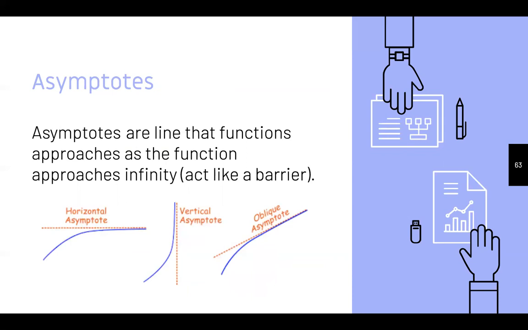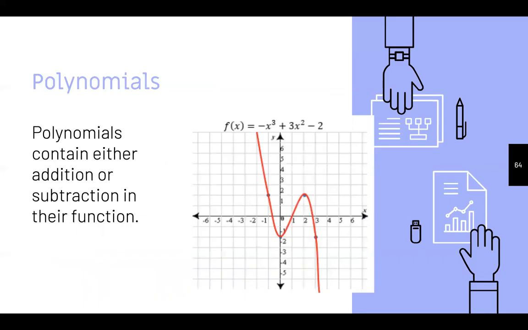Asymptotes are lines that a function approaches as it approaches infinity. It acts like a barrier. So we can see those horizontal asymptotes, vertical asymptotes, and oblique asymptotes. So the different types: a polynomial contains either addition or subtraction in its function. That's just a general term to describe a function.